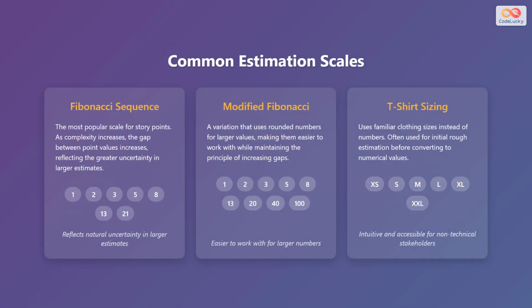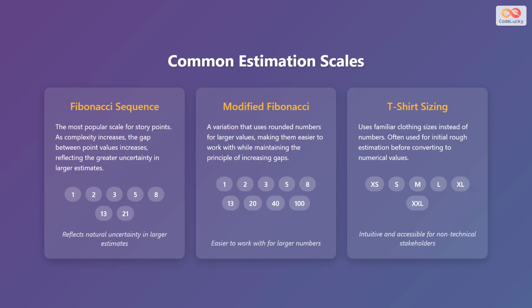There are several common scales used for estimating story points. The most popular is the Fibonacci sequence, which includes numbers like 1, 2, 3, 5, 8, 13, and 21. As complexity increases, the gap between point values also increases, reflecting the greater uncertainty in larger estimates. A modified Fibonacci sequence uses rounded numbers for larger values, such as 1, 2, 3, 5, 8, 13, 20, 40, and 100, making them easier to work with.